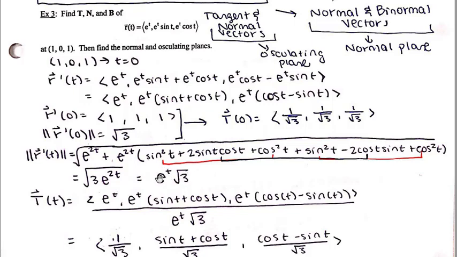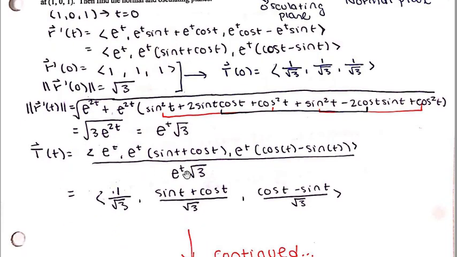I factor that out because in order to make the unit tangent vector, I need to take r prime of t, which is here, and divide it by this magnitude. And if I do that, by factoring out the e to the t, I can divide it out of every single term. So I get the formula for the unit tangent vector is 1 over root 3 sine plus cosine over root 3 cosine minus sine over root 3. Okay, that is the tangent vector.